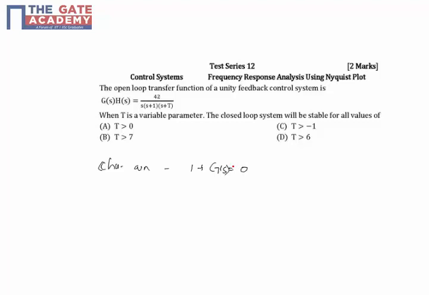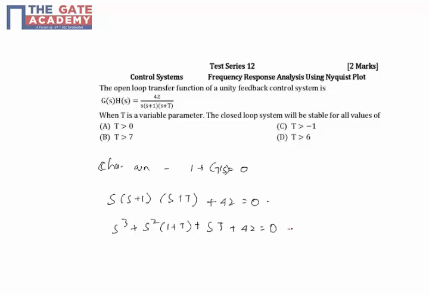So for this system it is s into (s plus 1) into (s plus t) plus 42 is equal to 0. Okay, now from this we will get s cube plus s square into (1 plus t) plus t into s, so s t, plus 42 is equal to 0. Now this is the characteristic equation.